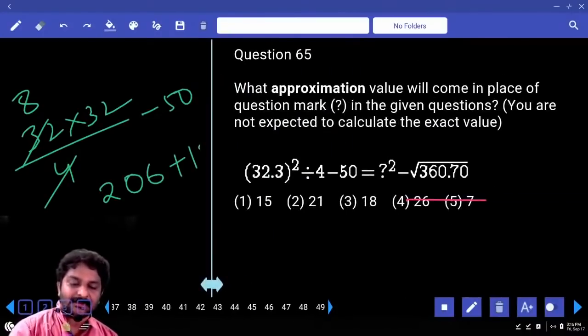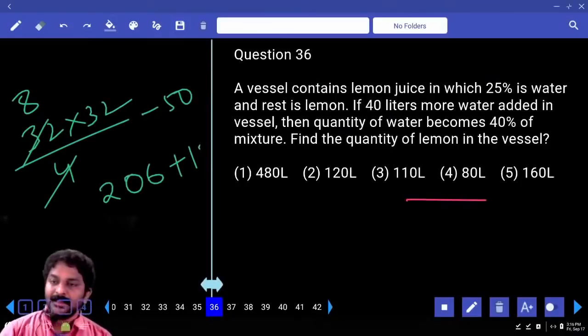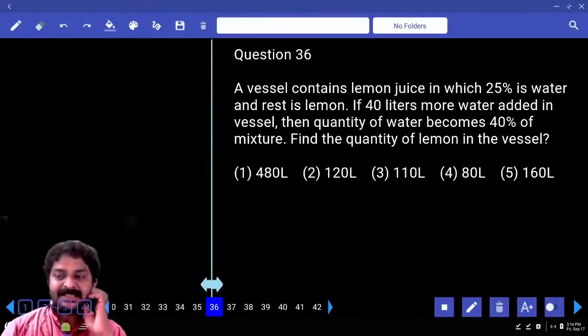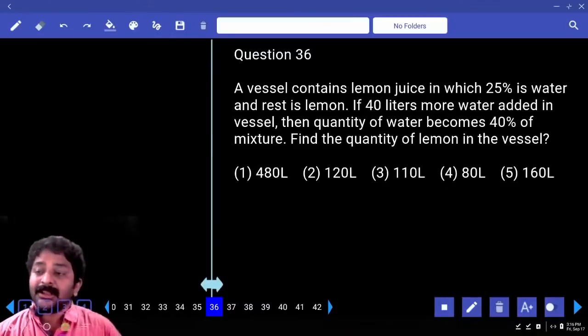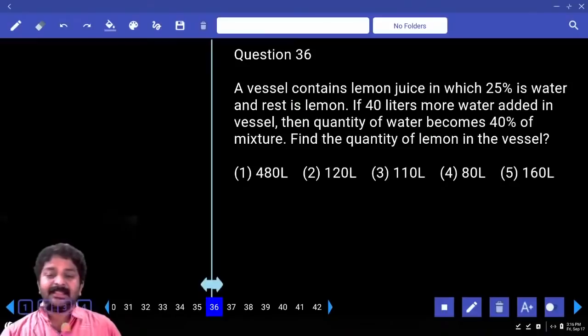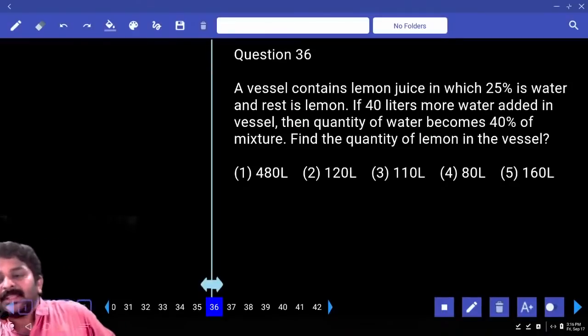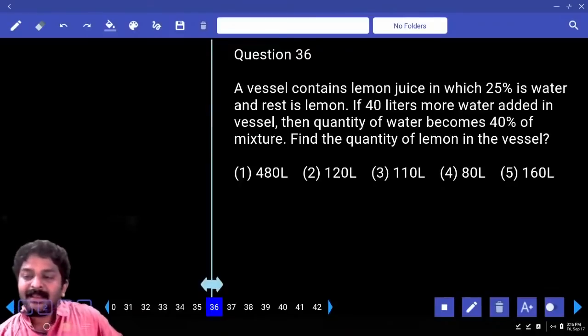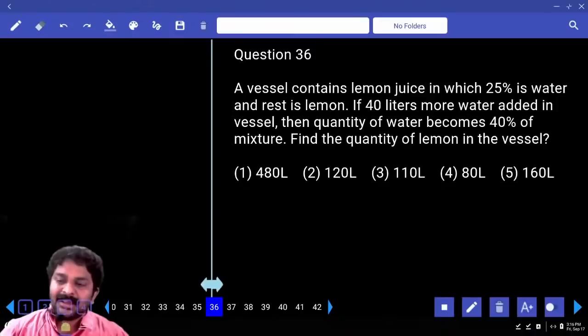Now let's start arithmetic questions. A vessel contains lemon juice in which 25% is water and the rest is lemon. If 40 liters more water is added in the vessel, then the quantity of water becomes 60% in the mixture. Find the quantity of lemon in the vessel. Quantity of lemon in the vessel, right?